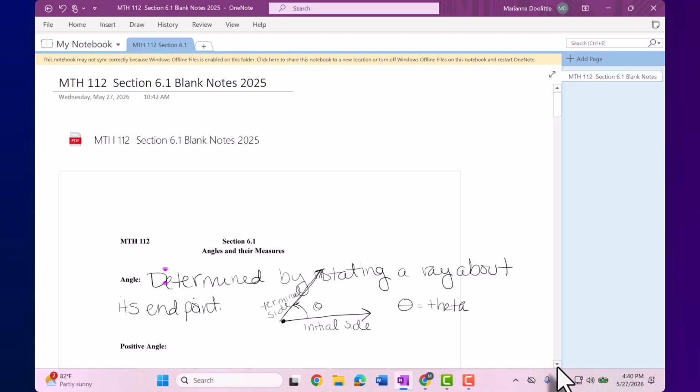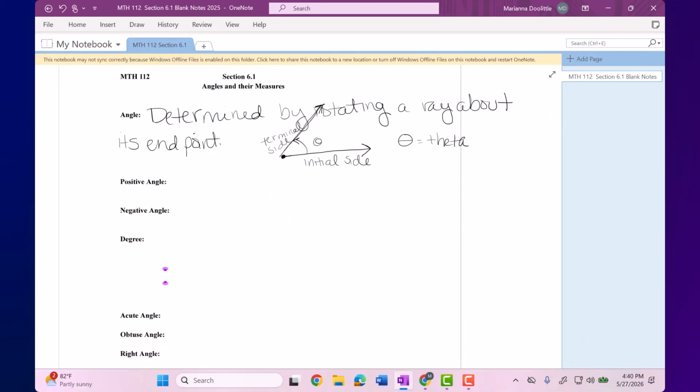From that, we have a few different types of angles. First, we're going to look at a positive angle and a negative angle. The angle that I drew right above there with that rotated ray, that is considered a positive angle because I did a counterclockwise rotation. A negative angle is a clockwise rotation. A positive angle and a negative angle, one is not better than the other. It just determines the direction in which you're rotating.